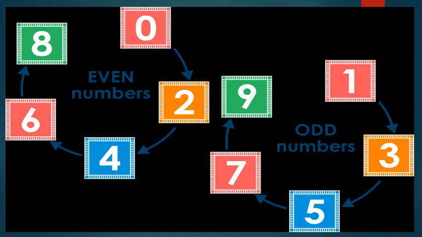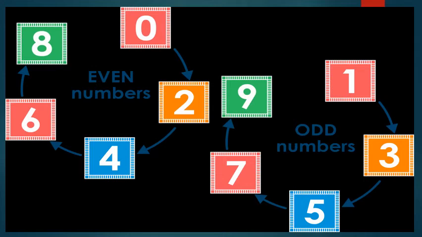For example, the number 10 ends with a 0, so it makes it an even number. The number 12 ends with a 2, so it makes it an even number. The number 14 ends with a 4, so that makes it an even number. The number 26, for example, ends with a 6, so it makes it an even number. And the number 18 ends with an 8, so that makes it an even number.